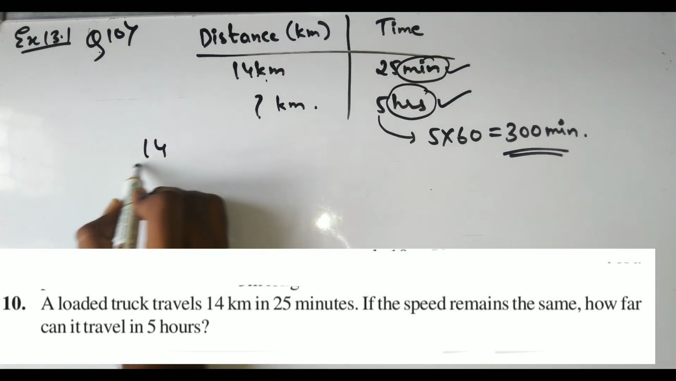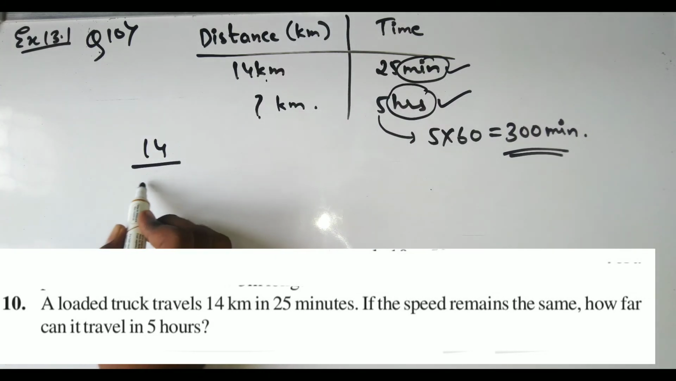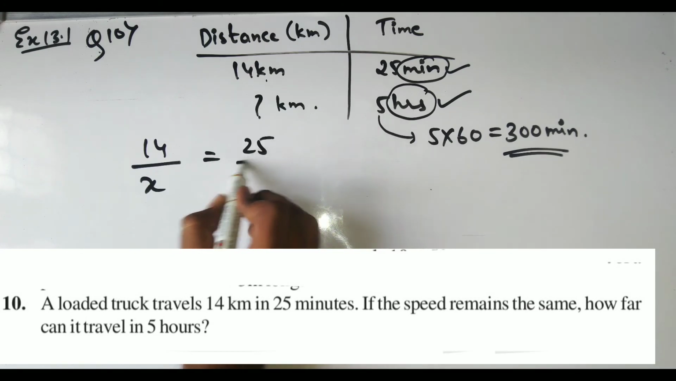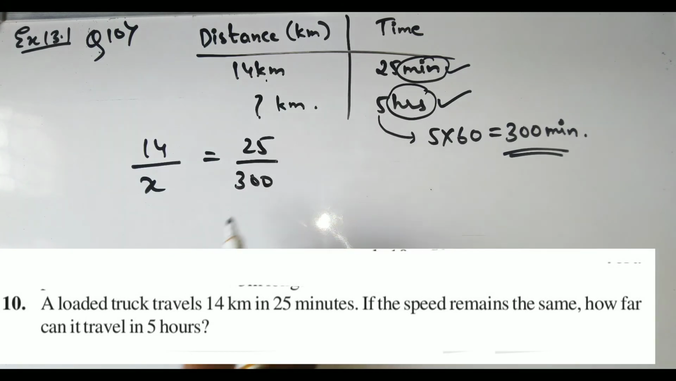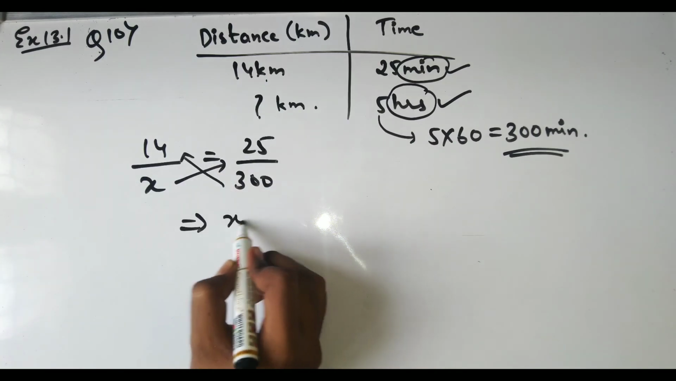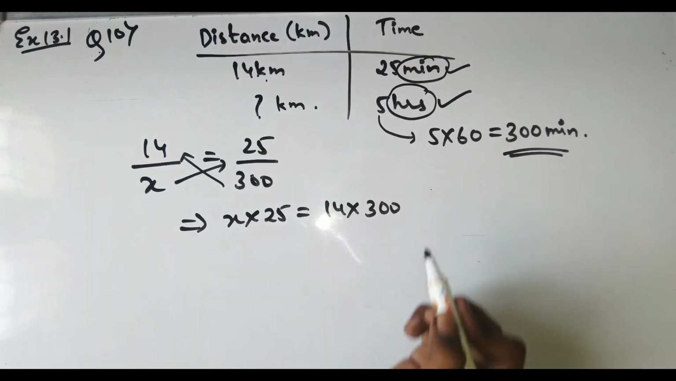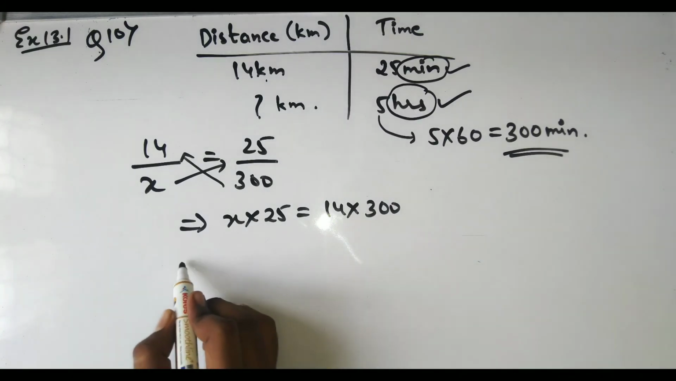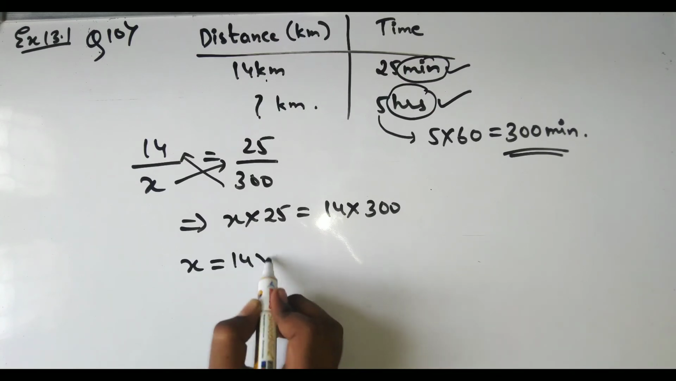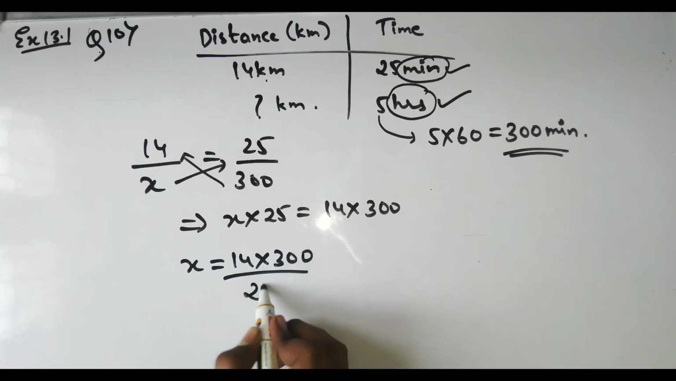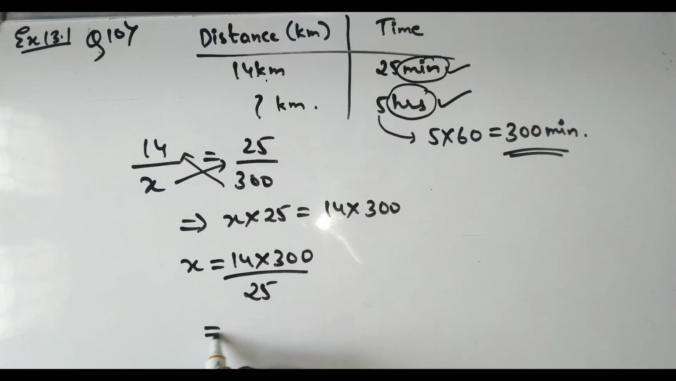Now this is in direct proportion. So 14 by x is equal to 25 by 300 minutes, correct? So I have to cross multiply. From this I'll get x into 25 is equal to 14 into 300. From this x will be equal to 14 into 300 divided by 25, which will give me the answer as 168 kilometer.